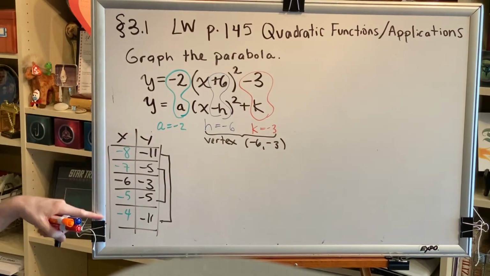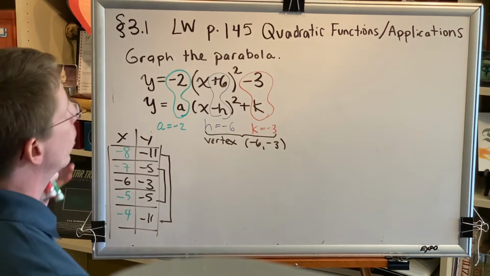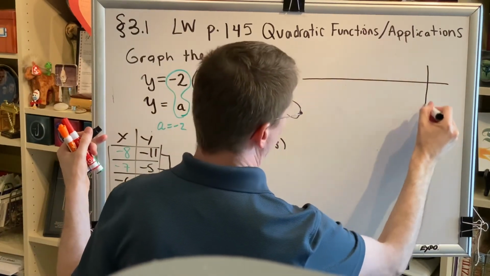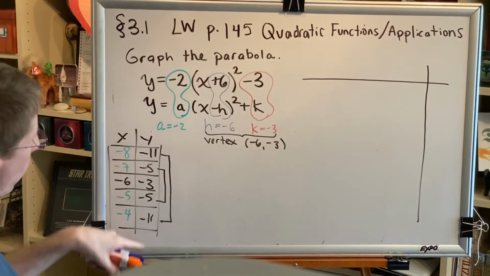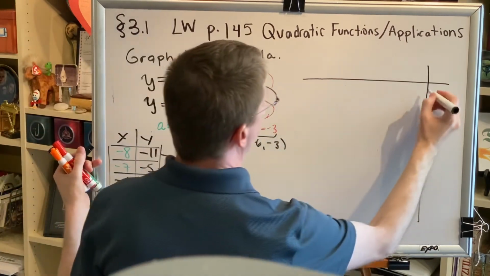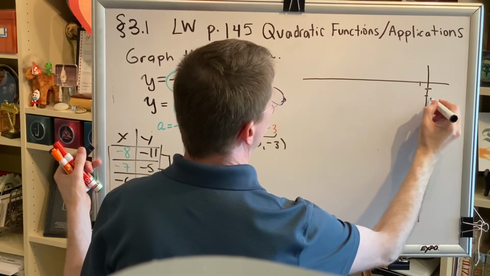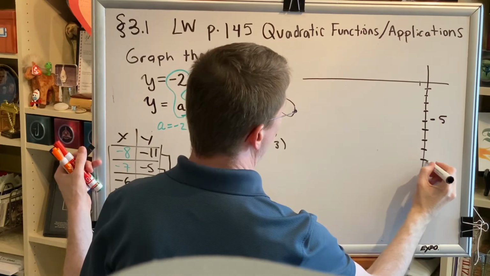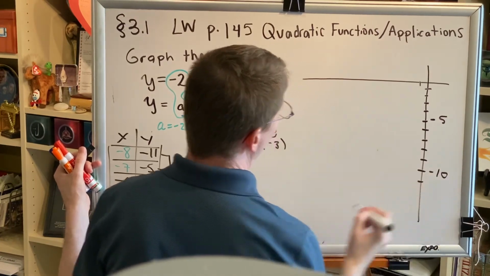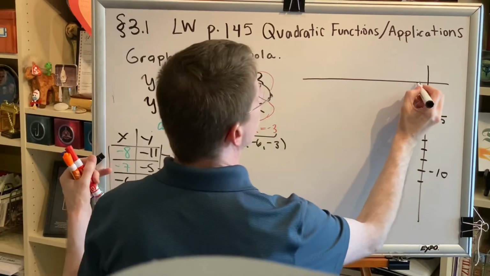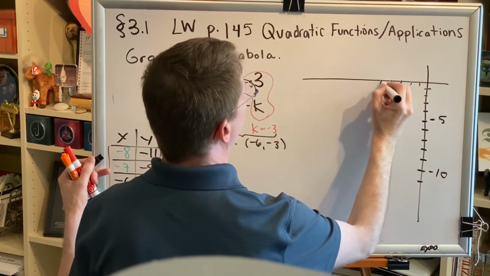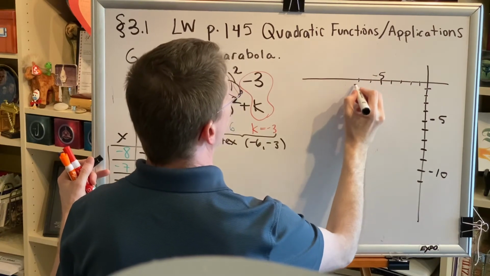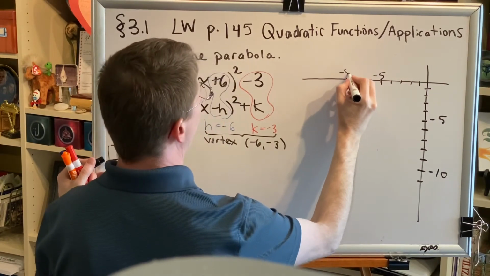All right, all of our x's are negative, all of our y's are negative, so we need quadrant 3 for this graph. Our y's go all the way down to negative 11. And our x's go to negative 8, which is as far over as we need to go.